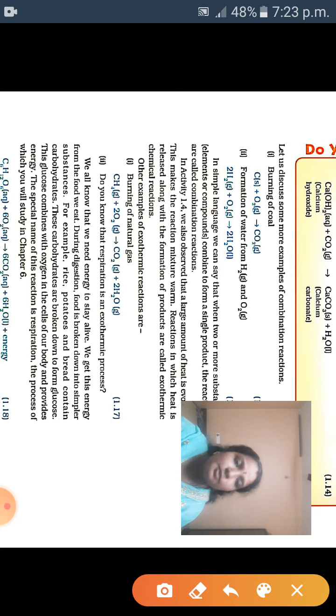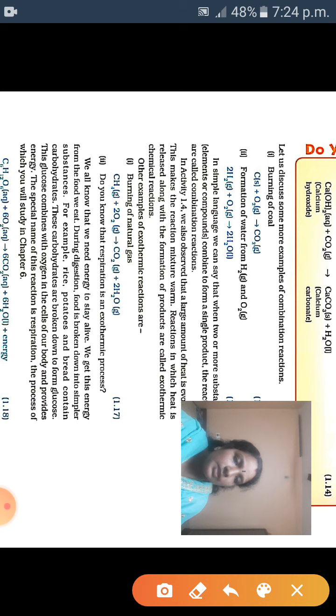Here A and B are the reactants. These A and B combine to form AB, a single product. This type of reaction is known as a combination reaction, where substances combine.